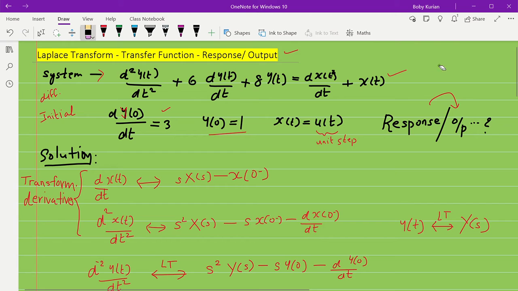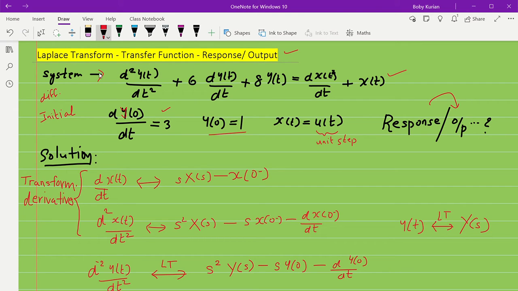Now we can see a tutorial problem in which we are asked to find the response or the output of a system. So here we have to find the transfer function and then we have to find the response or output of the system.